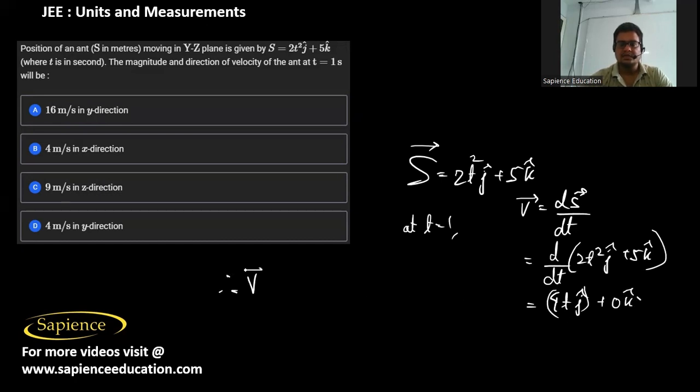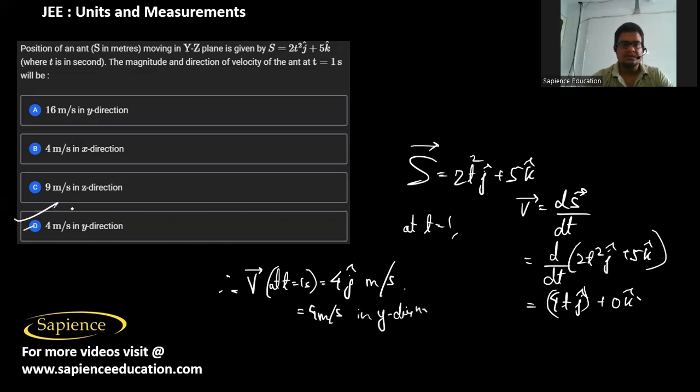So therefore the velocity at t equal to 1 second will be equal to 4 j cap meter per second. So it is along the y direction. It is 4, so I can say it is 4 meter per second in y direction. So option D is the correct answer.